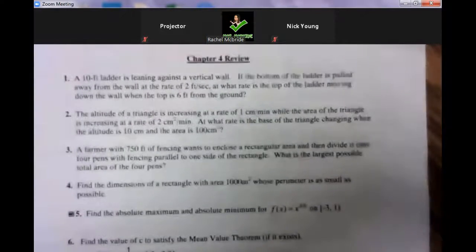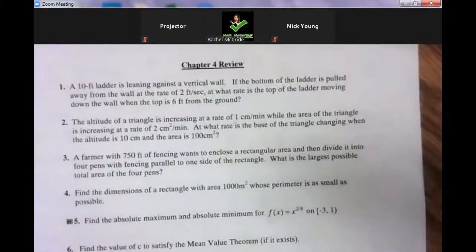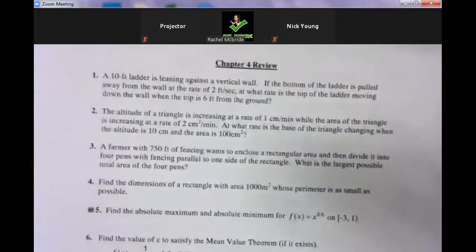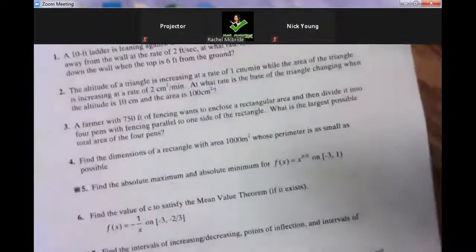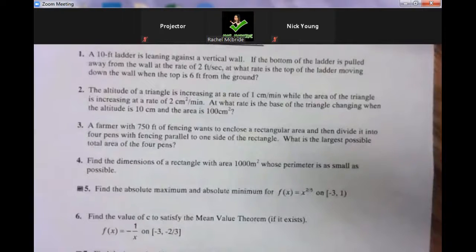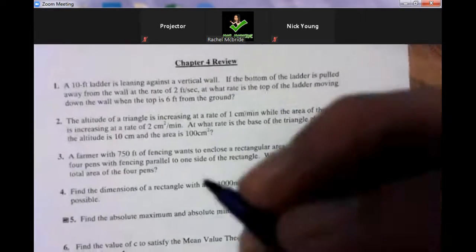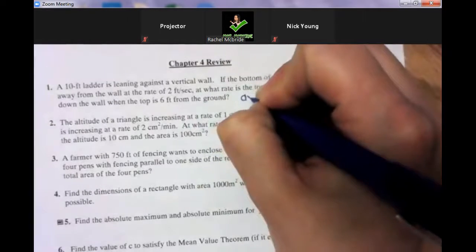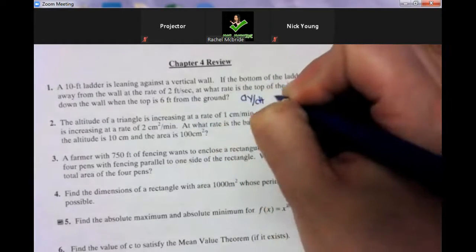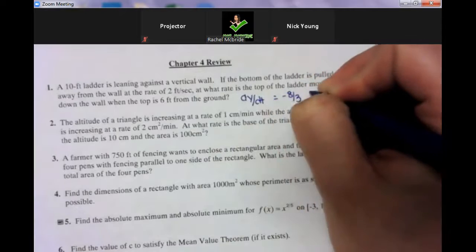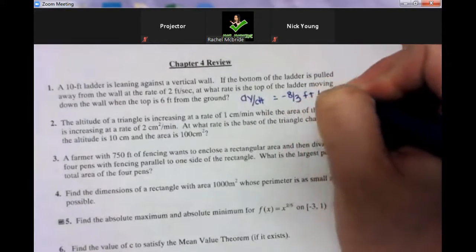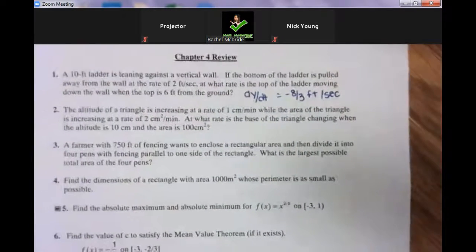So, does anybody still think they need a ladder type problem? Or are we feeling okay about the ladders? So, if you want to be able to go back later and look, the answer to number 1 is dy/dt equals negative 8/3 feet per second. So, just in case you try number 1 later.